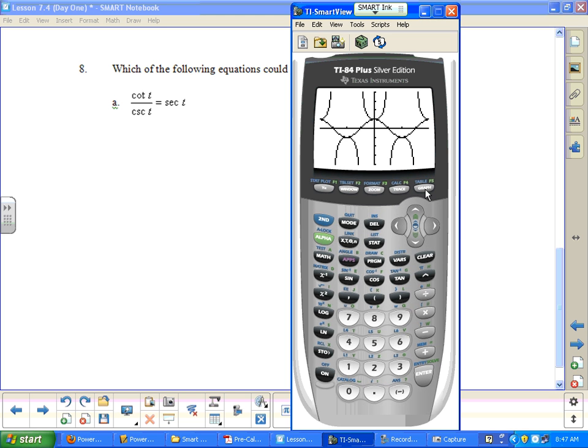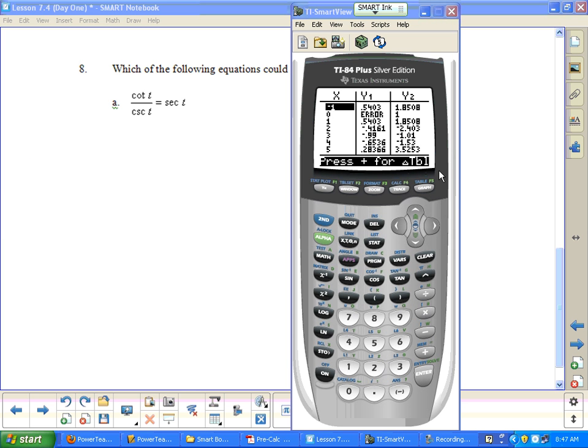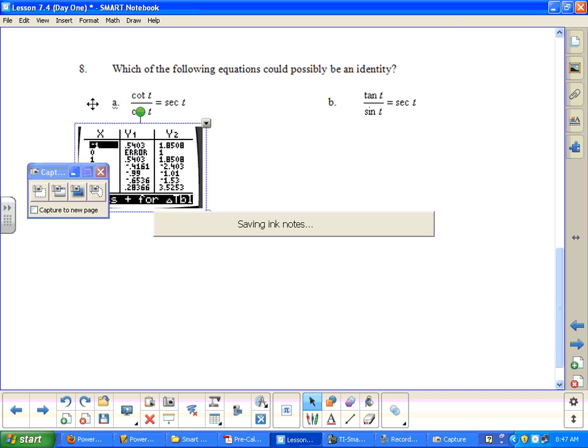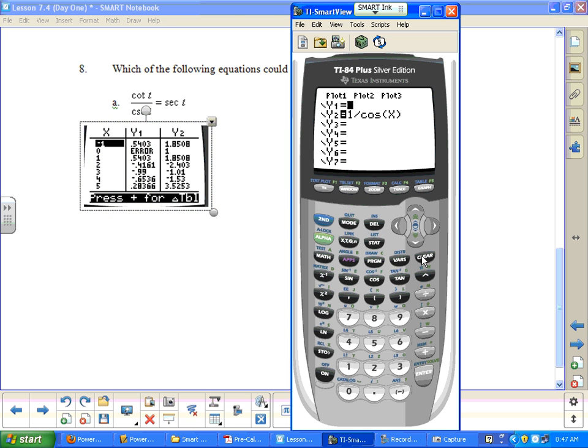Now, let me explain to you another way you could do this. If I go to my table, definitely not the same. So those are not the same. Now, here's something else you could do. If that's hard for you to type in, what I could do is put 1 divided by tangent in y1, and 1 divided by sine in y2.